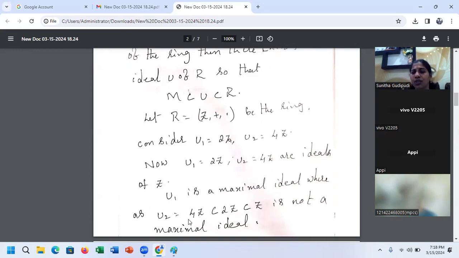Now, we know that 4Z is a subset of 2Z, which is a subset of our ring of integers. So, I cannot say 4Z is a maximal ideal, but I can say 2Z is the maximal ideal. In the same way, consider the ideal generated by 3Z and the ideal generated by 9Z. 9Z is a subset of 3Z. So, I can't call 9Z a maximal ideal, whereas 3Z is a maximal ideal, we can say.